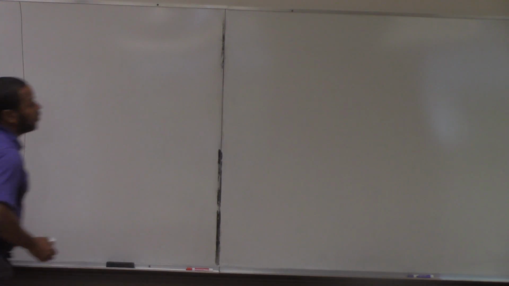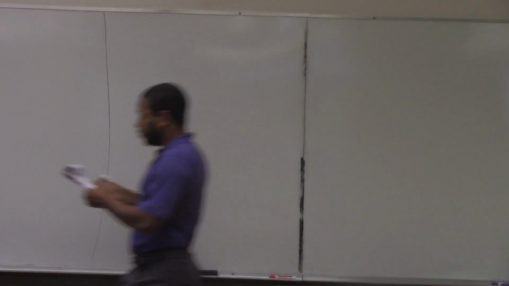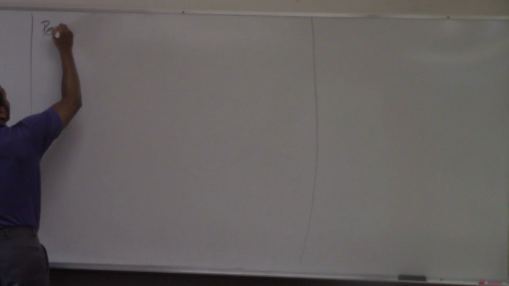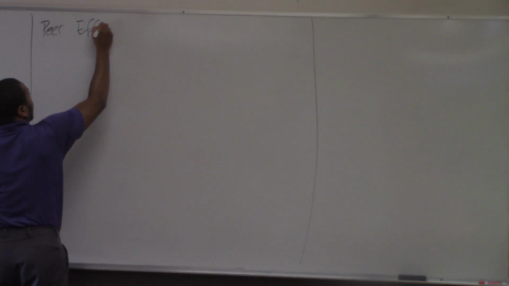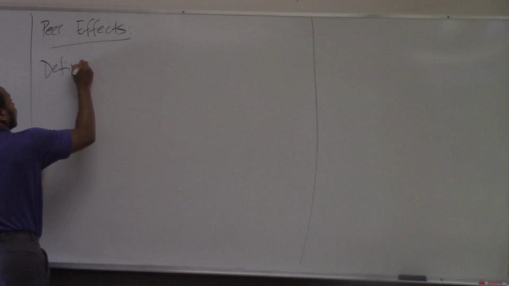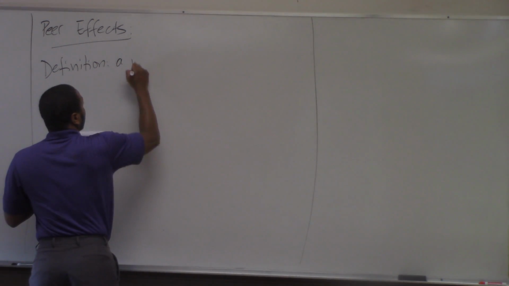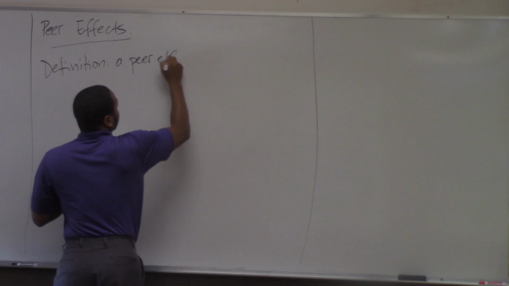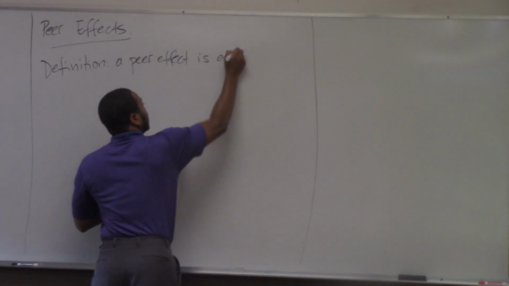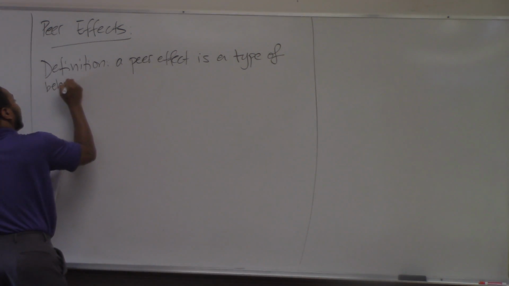So we're first going to start off with the definition of peer effects. I'm going to be pretty explicit. Okay. A peer effect is a type of behavioral externality.